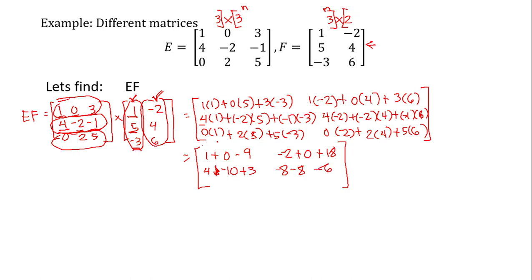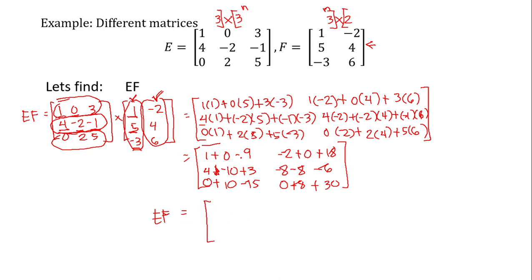Next, dito naman tayo sa pangatlo. So, we have 0 times 1 is 0. Plus 2 times 5 is 10. And 5 times negative 3 is negative 15. Next, 0 times 2 is 0. Plus 2 times 4 is 8. Plus 5 times 6 is 30. Okay? So, let's simplify this. So, this is our matrix EF, or our 3 by 2 matrix.